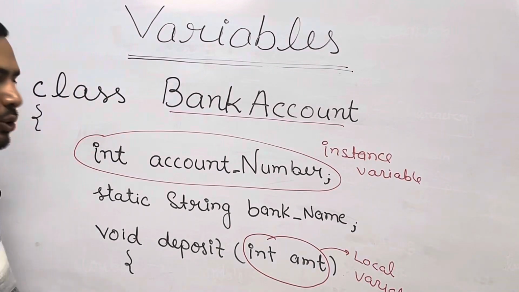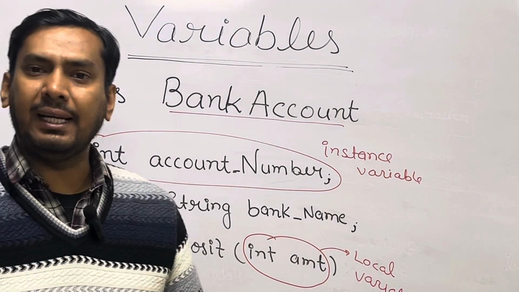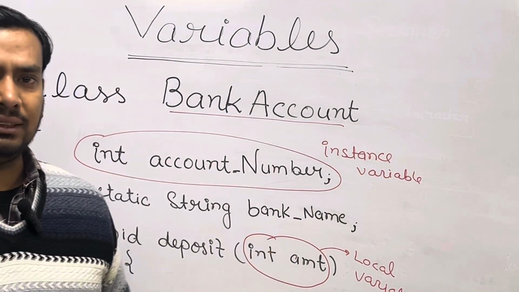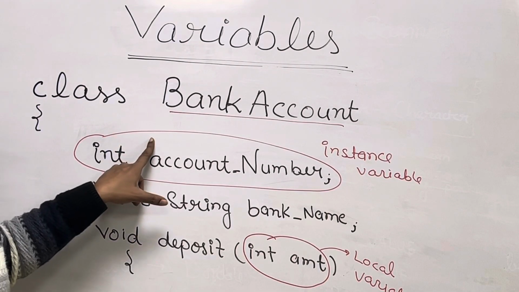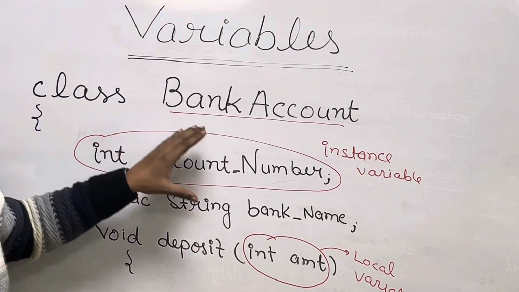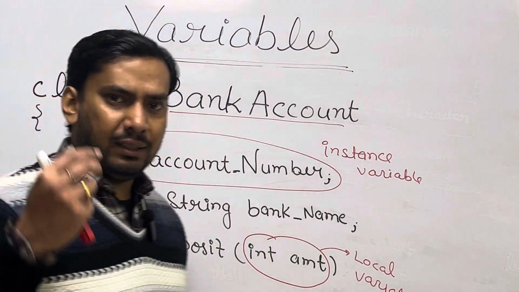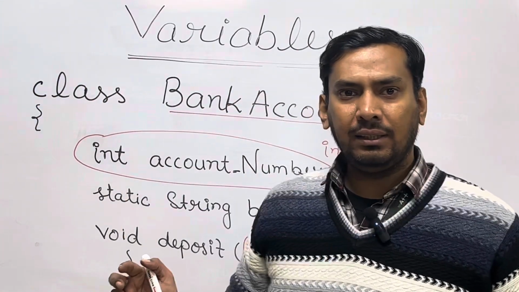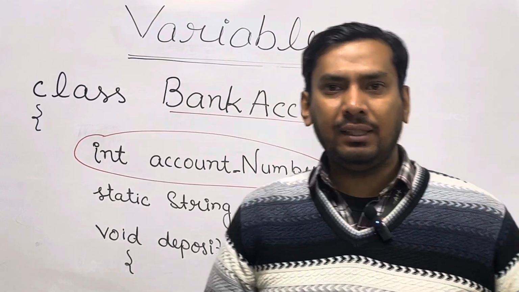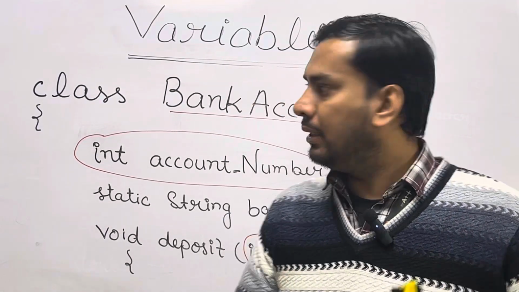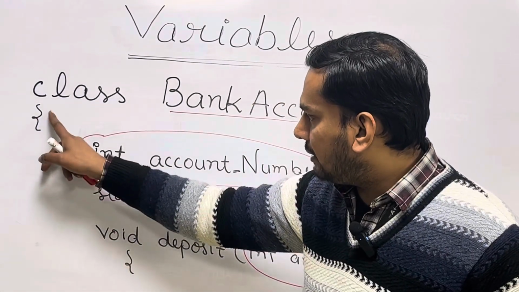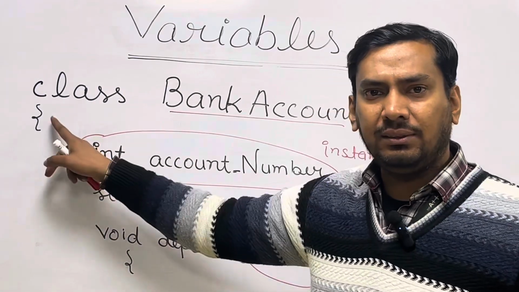Right. So, how will we declare an instance variable? Instance variable is always declared in the body of a class. If you declare it inside the body of a class, the instance variable will be declared inside the body of a class. As soon as the body of the class starts, here you can declare some variables.